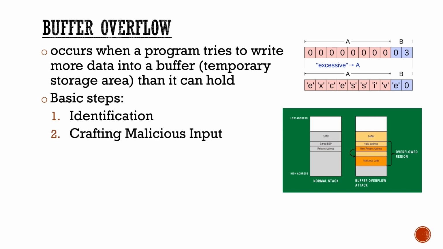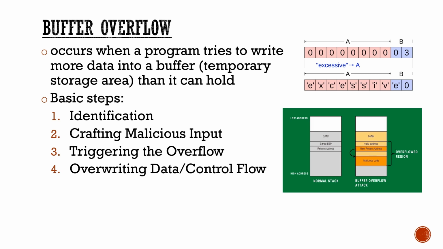After that, we have crafting malicious input. In this phase, the attacker creates input data that is intentionally designed to exceed the buffer's capacity. They insert additional data containing malicious code or shellcode into the input. After that is triggering the overflow. The attacker sends or injects the crafted input into the vulnerable program, causing the buffer to overflow.